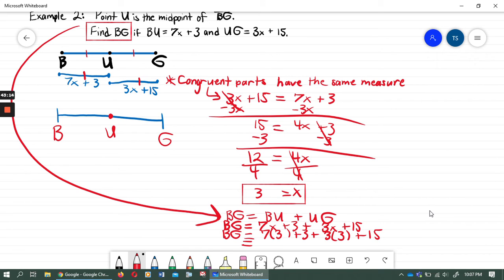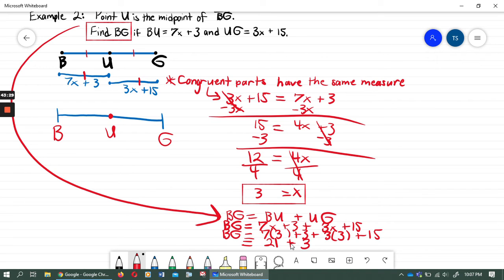Equals, all right, so 7 times 3 gives you 21. Cool. Yeah, that's sloppy. I apologize about the sloppiness, guys, but it's just gonna have to be a little sloppy right now. My bad. Sorry. 21 plus 3.